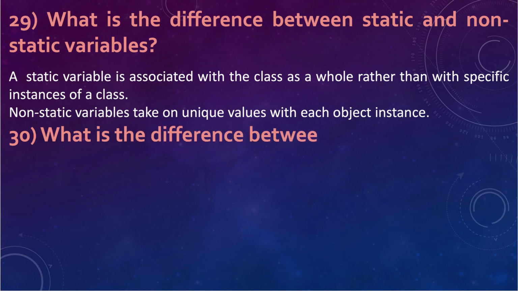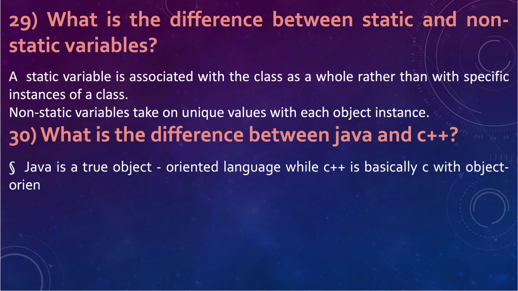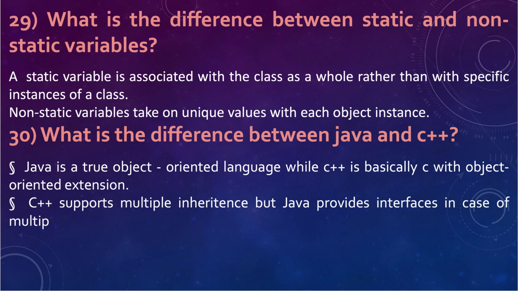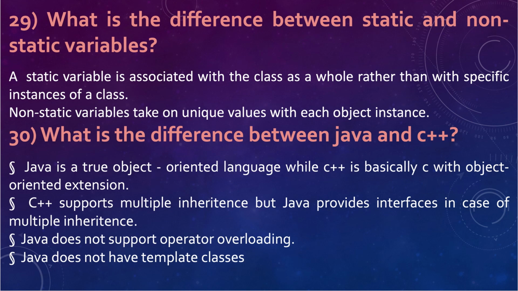What is the difference between Java and C++? Java is a true object-oriented language, while C++ is basically C with object-oriented extensions. C++ supports multiple inheritance, but Java provides interfaces in case of multiple inheritance. Java does not support operator overloading. Java does not have template classes as in C++. Java does not use pointers.